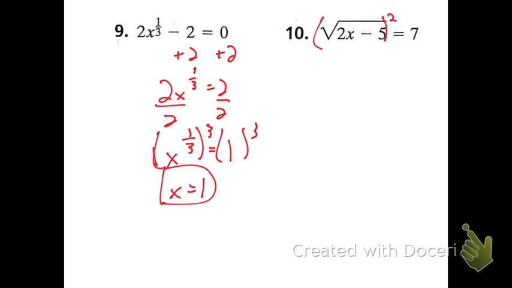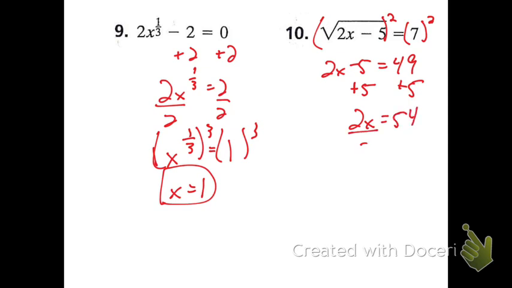Then I'm going to square both sides here and here. I get 2x minus 5 is equal to 49. I'm going to add 5 to both sides. I get 2x is equal to 54. Then I'm going to divide both sides by 2. When you get x equals 27. You can't do anything else with that, so you're done.